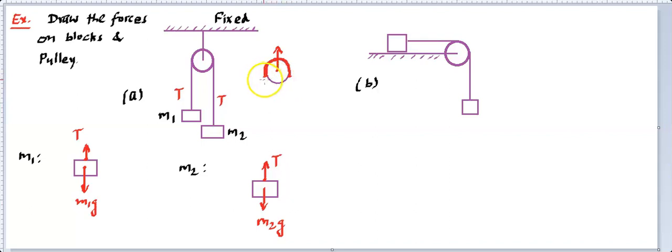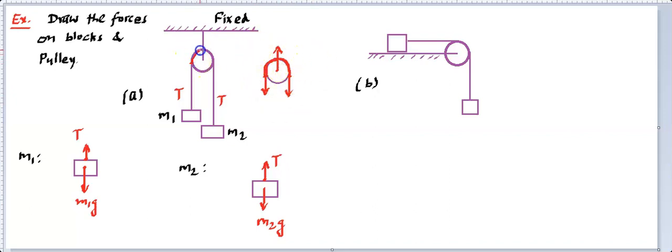Since they are contact points, you need to see at this point what is the direction. This is the direction of this string. So you draw the direction of this string, and this string is pulling, that means it is in this direction. Similarly, at this point, along the string and pulling means this. So these are the forces.